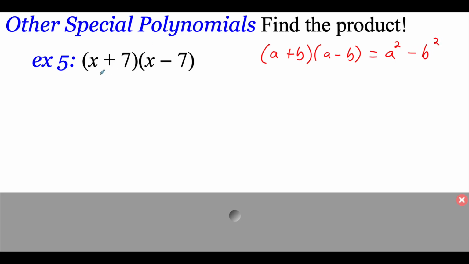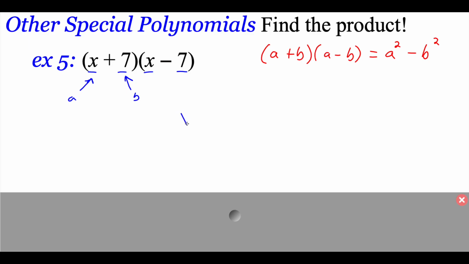So as we're taking a look at this one, these x's represent the a value, and the 7s represent the b value. Again, the only difference in these two binomials is that this first one has addition between it and the second one has subtraction. The first terms are still the same and the last terms are still exactly the same. It's just plus and minus. It's that sum and difference pattern.